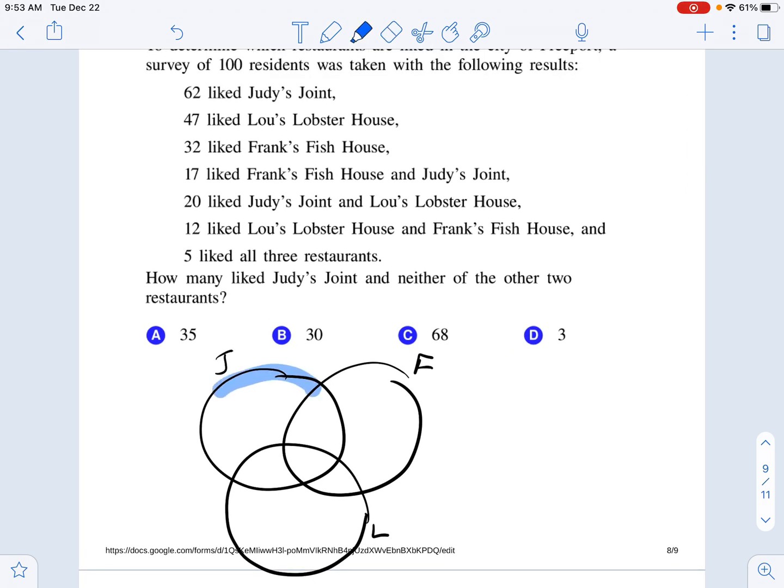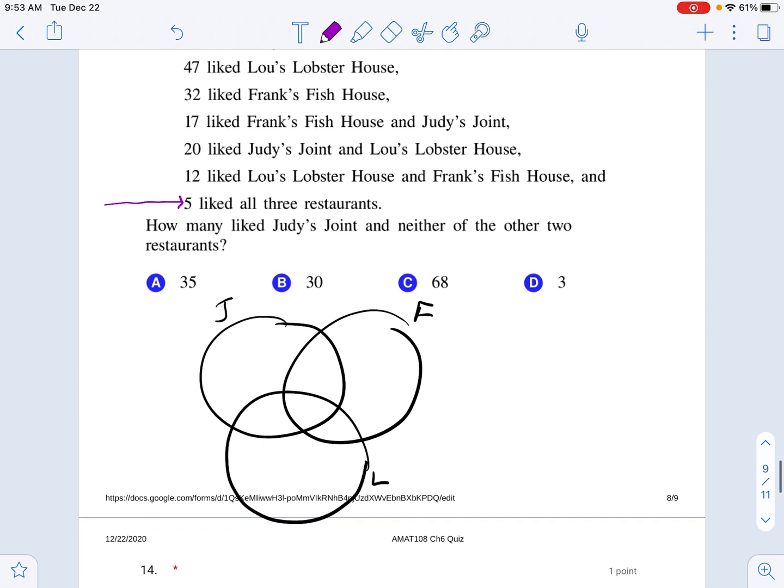62 people like Judy's Joint means that the total of this circle is going to add up to 62, but that accounts for the whole circle. So the trick here is, you have to start with the innermost intersection to get the numbers in the right places. 5 people liked all 3 restaurants. That's an easy number to drop in there. 5 is in the innermost intersection, the 5 people out of the 100 that liked all 3 places.